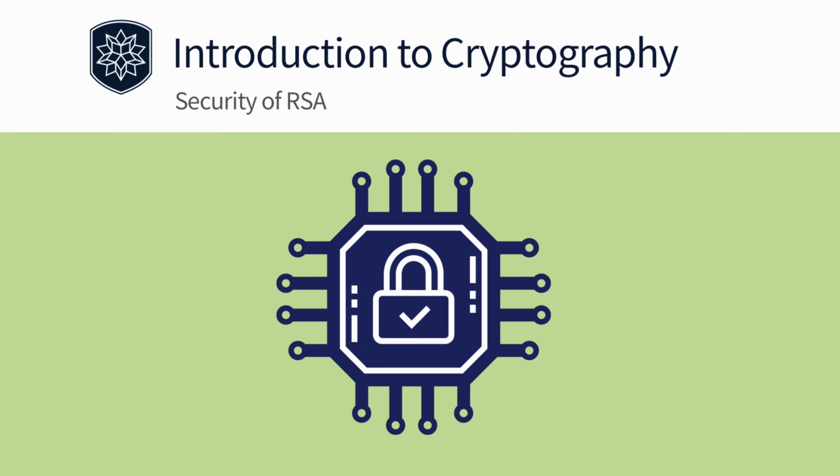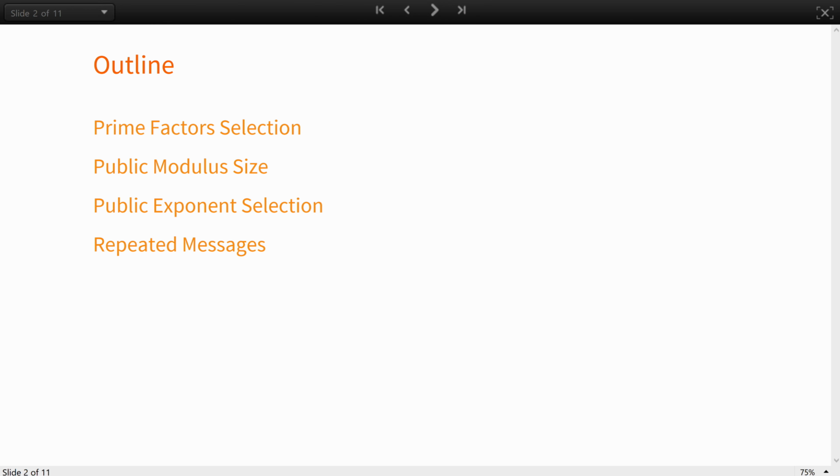Hello everyone! In this lesson, you will learn about security considerations respective to different parts of the RSA crypto system. This lesson will cover the prime factors selection and use, size of public modulus, selection of public exponent, and dangers of the repeated encryption with RSA.